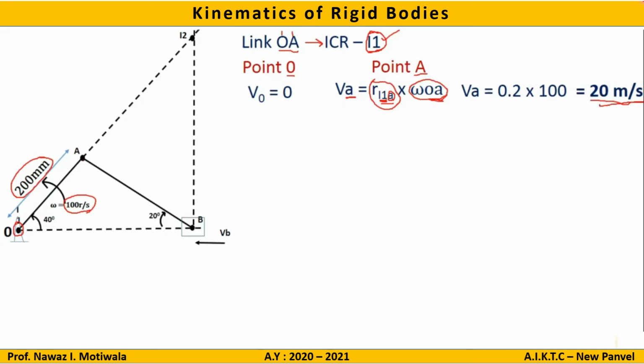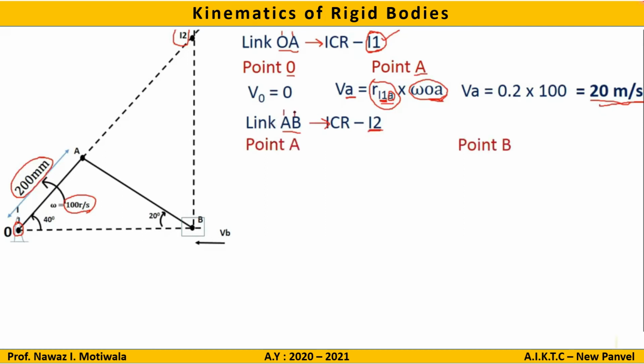Now, what is the second link? The second link is this one, AB. So I will write the link name, link AB. Now what is the ICR corresponding to this? For link AB, the ICR corresponding to it is I2. So I will write link ICR I2. By this I am confirming that whatever distance I take now will be from I2 itself.